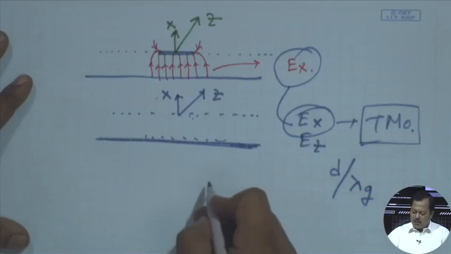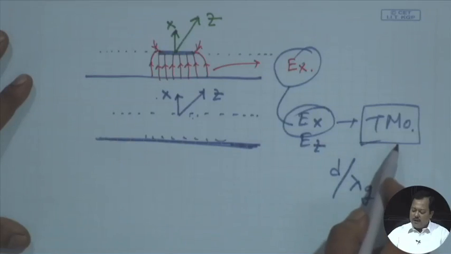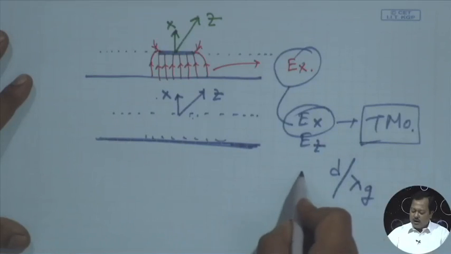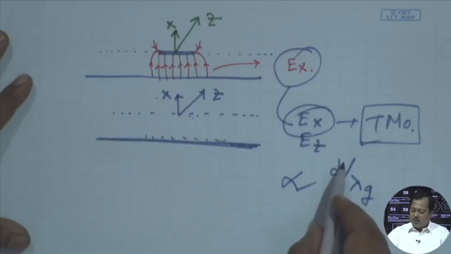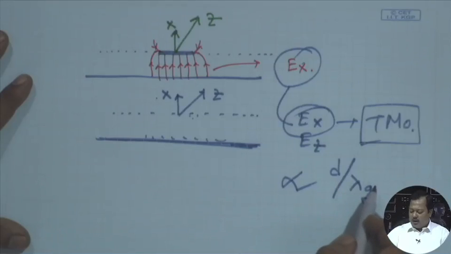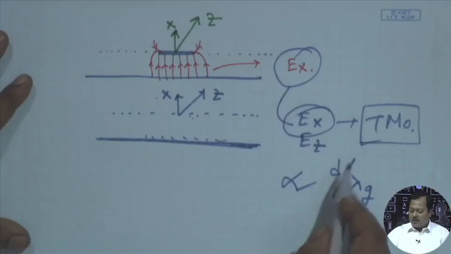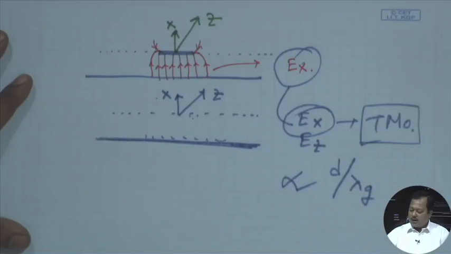So, the amount of power that is lost to this TM0 mode excitation is directly proportional to d by lambda g. So, the higher the thickness of your substrate, the higher the power lost to the surface wave mode. Now, at millimeter wave frequencies, lambda g is very small.